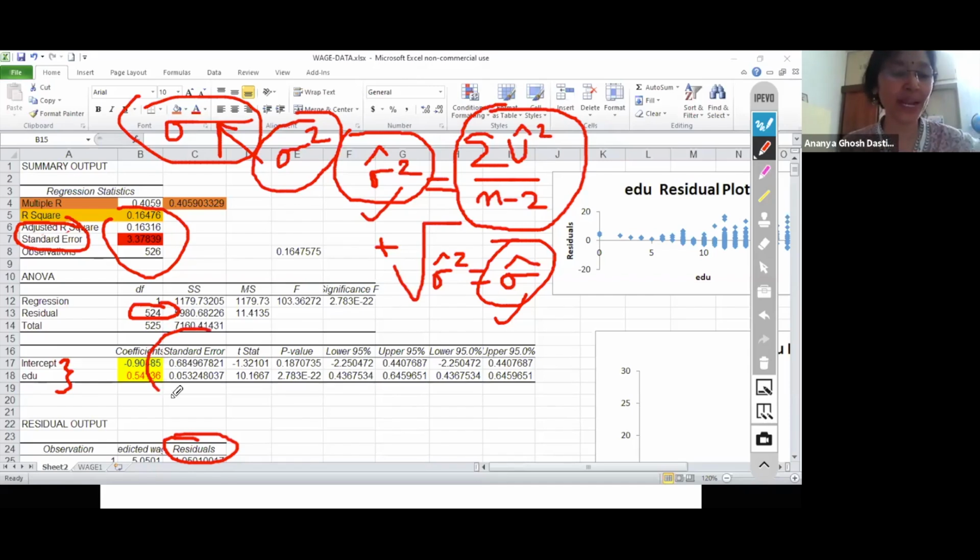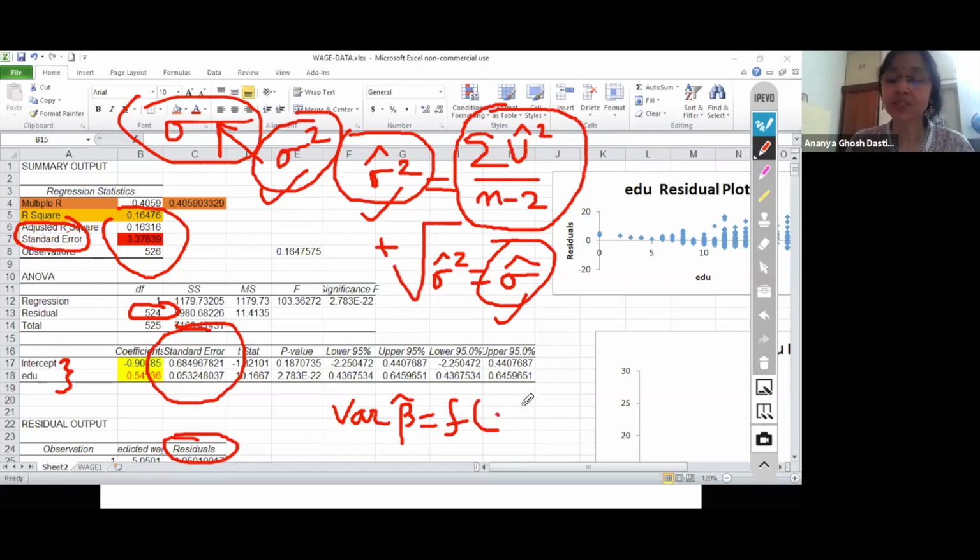deal with. And look at this. What is that? Remember, alpha hat and beta hat are also random variables. Because they are random variables, they have means and variances. They are unbiased, so the means are equal to alpha and beta. What about the variances? The variances are functions of sigma square. So the variance of beta hat and the variance of alpha hat are all functions of sigma square. Correct? So we saw that.